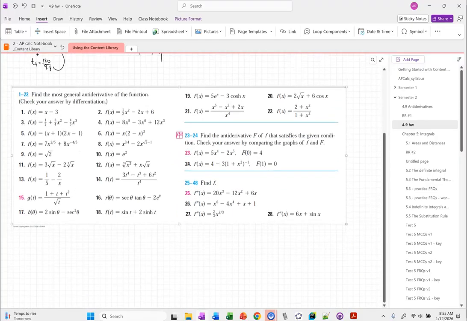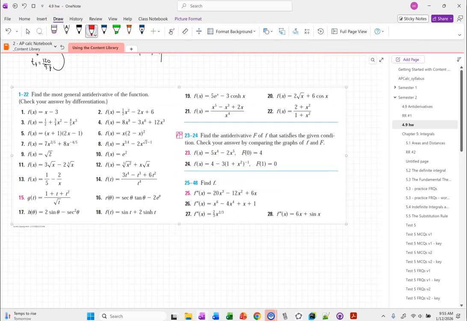Okay, 19 we shouldn't have done. Did I assign 19? Yeah, my bad. That's hyperbolic cosine. We don't do any hyperbolics in this class. You're not expected to do it on the AP. Don't worry about 19. Okay. 17 though is one that's doable for us.